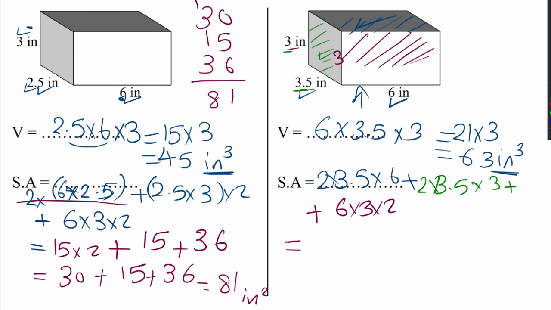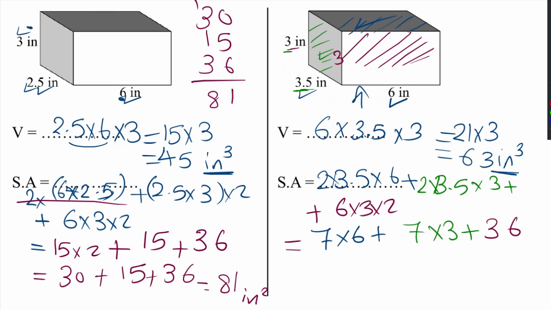2 times 3.5 is 7. 7 times 6. Plus 2 times 3.5 is 7. 7 times 3 plus 6 times 3 times 2 is what? 36. Let's make the calculations.